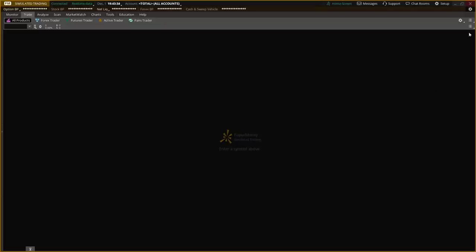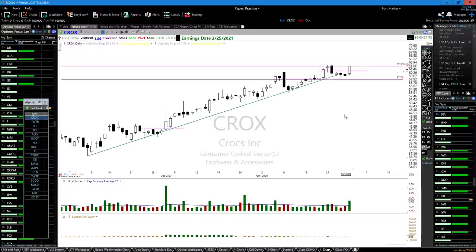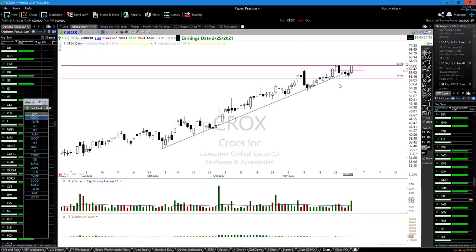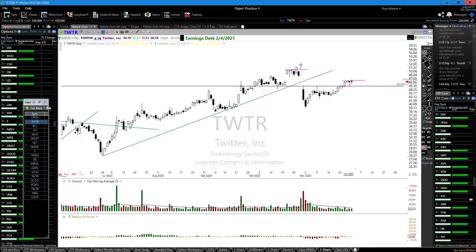I want to see stocks reacting to price support and trend. Look at my alerts on here. Crocs. Price support and trend. Now I'm interested. Twitter. Price support. And I'm waiting for this to move over here to trend. The closer and closer it gets to trend, the better that trade becomes to me. That means I have to be patient. Again, good trade management begins before you enter the trade.